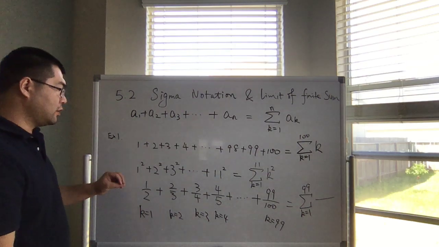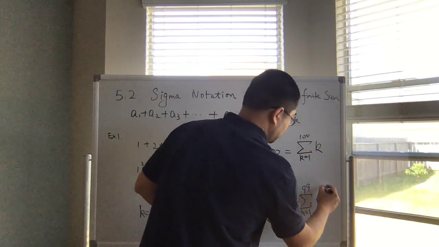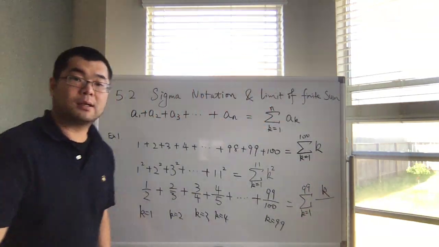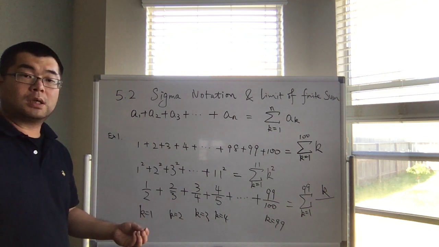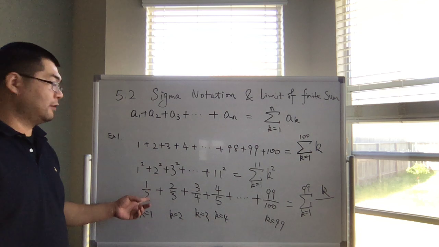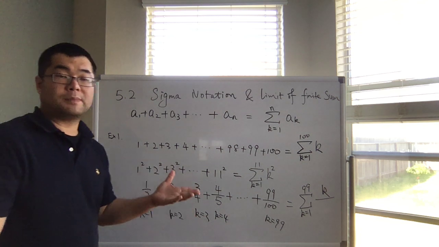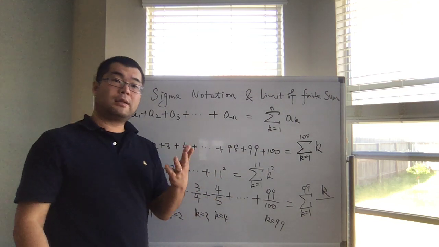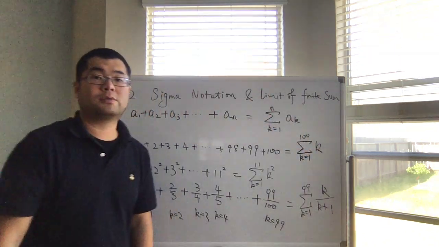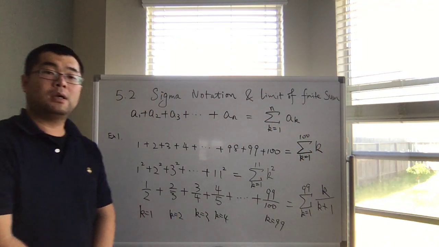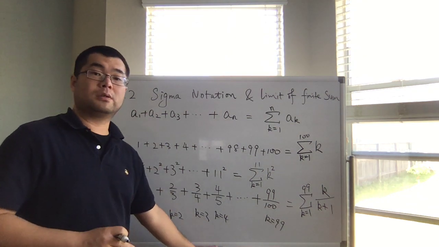You know that the kth term is definitely going to be a fraction, and the numerator, do you see, it's always k, right? What about the denominator? Take a look. When we have 1, you give me 2. When I have 2, you give me 3. When I have 3, you give me 4. What's the pattern? Do you realize that it's always k plus 1? So that's about the sigma notation here.